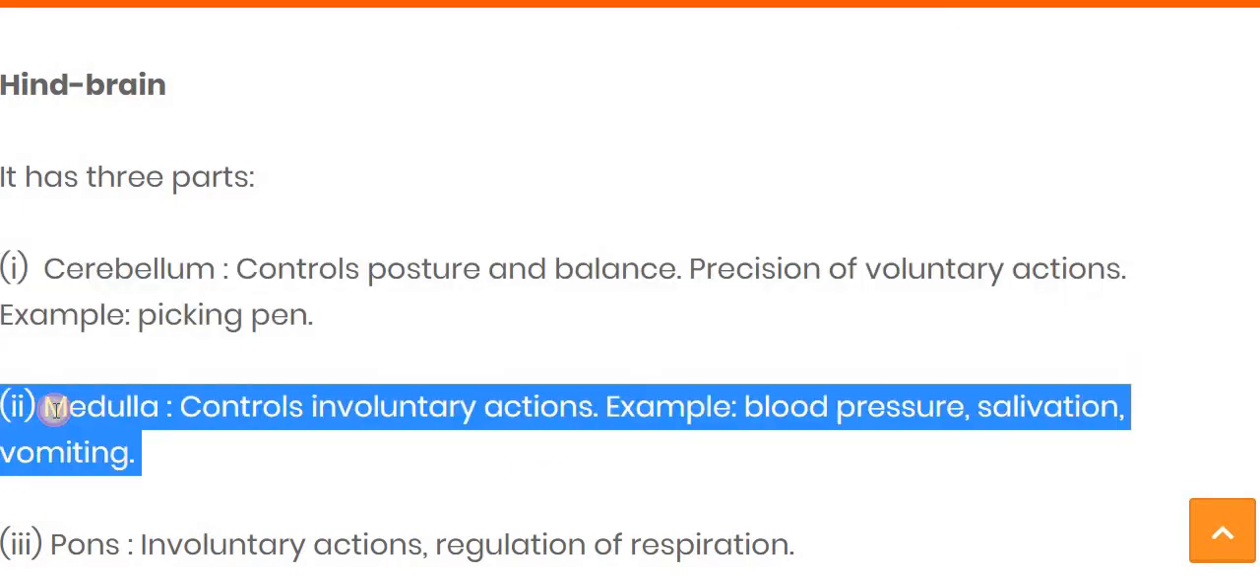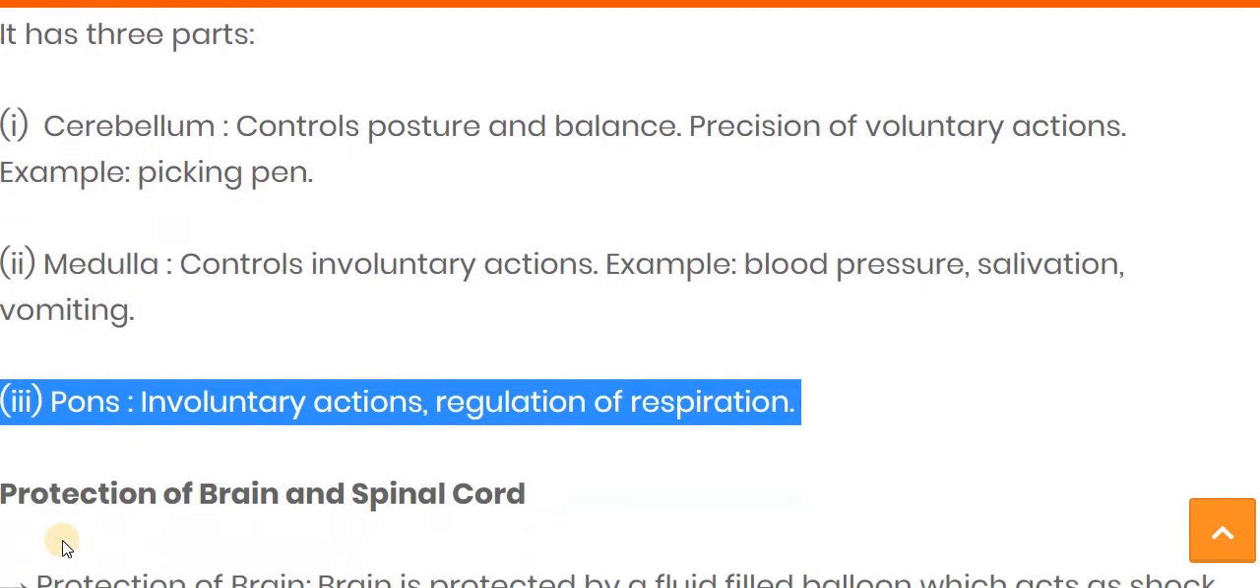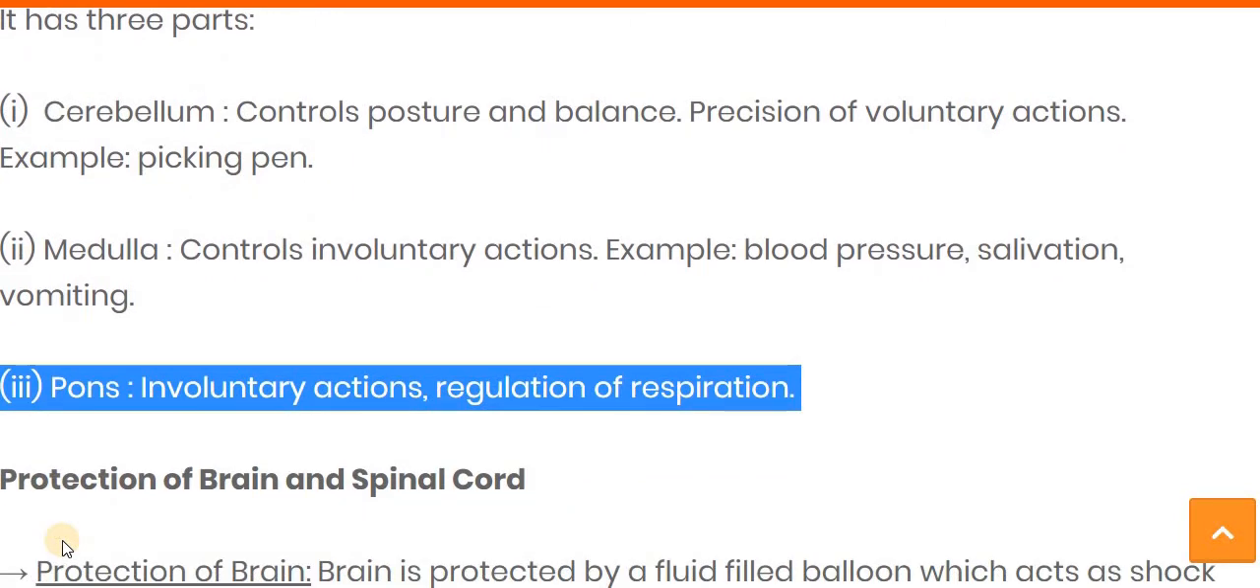The second one is the medulla oblongata. The function of the medulla oblongata is to control involuntary action. For example, it regulates blood pressure, salivation, vomiting, etc. The third portion of the hindbrain is the pons. The pons regulates involuntary action and also regulates respiration.